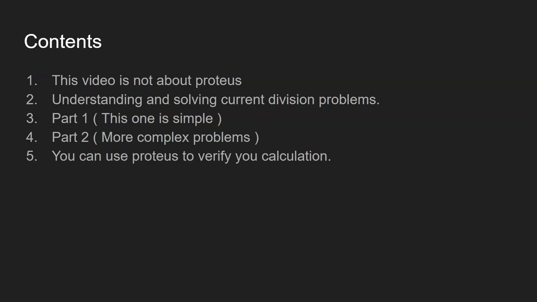I'll be making two videos. This one will be the simple one. The next one is where I'm going to solve more complex problems. You can still use Proteus to verify your calculation. So in this video, you're going to learn how to solve current division problems using simple circuits.